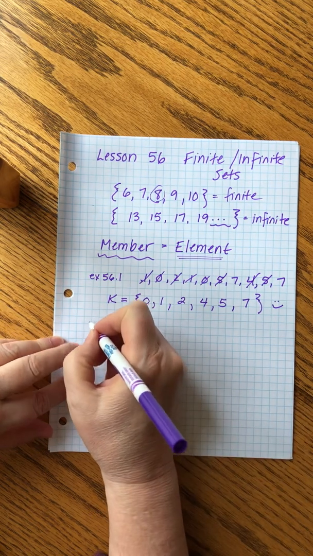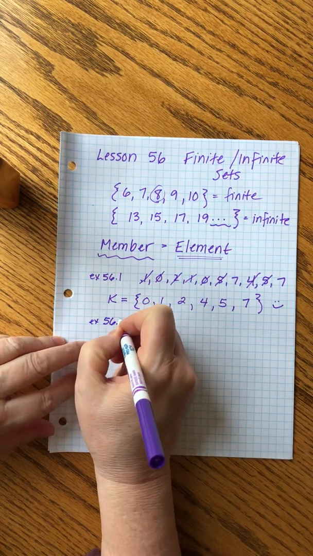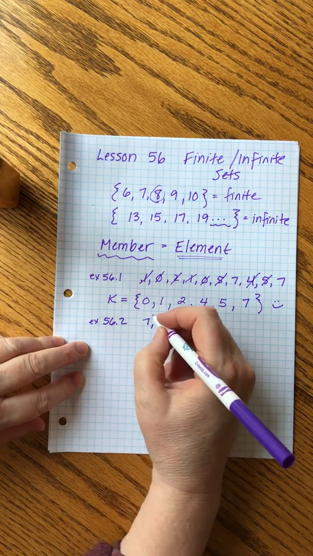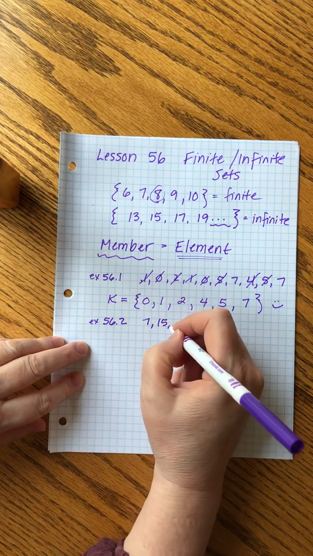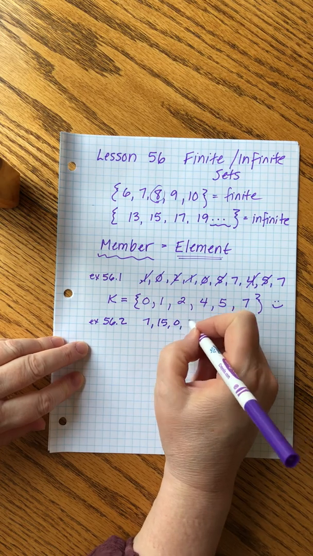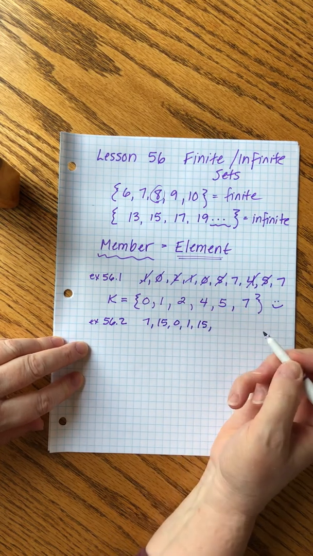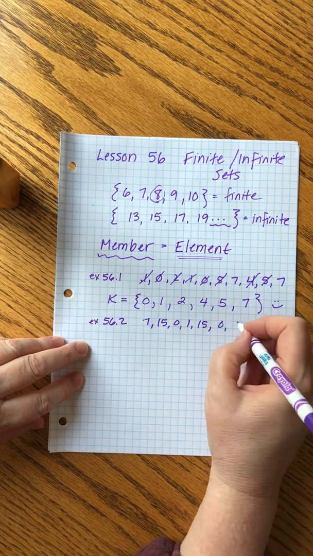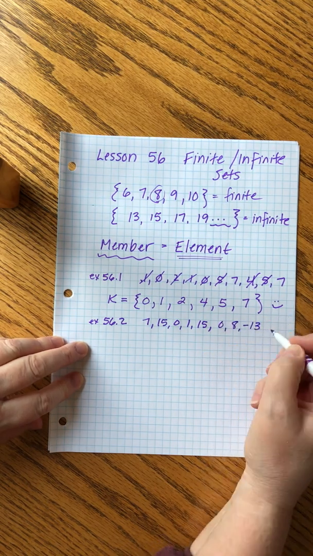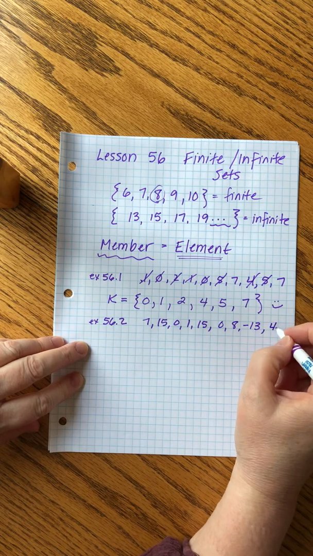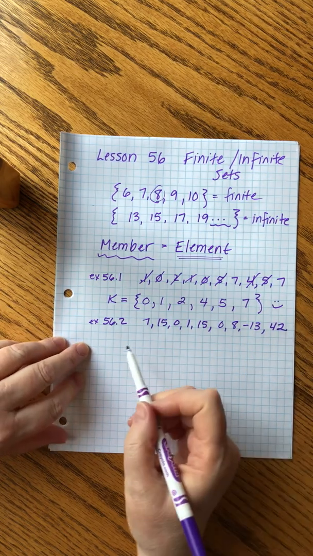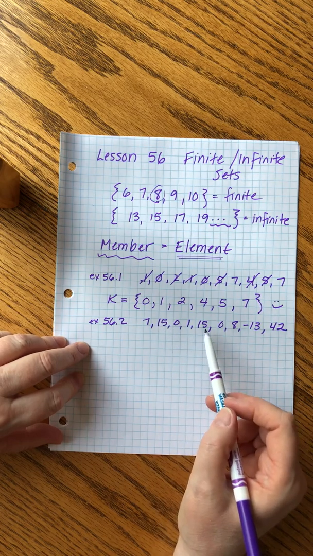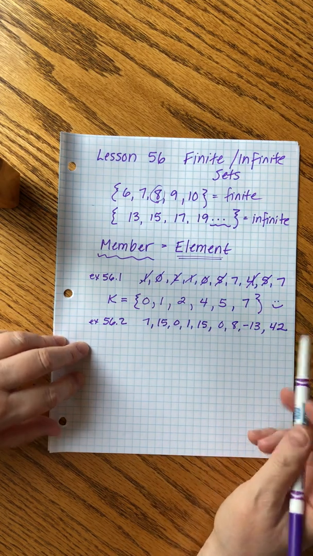Okay? Example 56.2. Here are the numbers. 7, 15, 0, 1, 15, 0, 8, negative 13, 42.